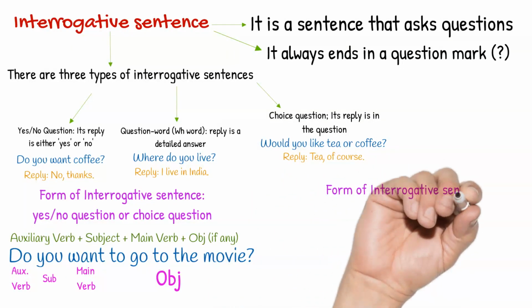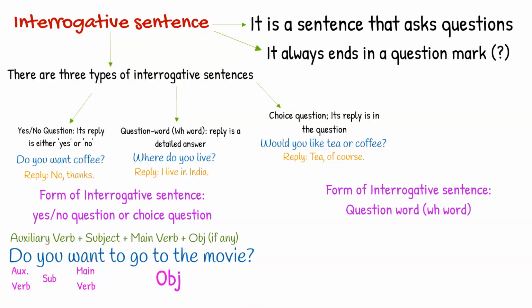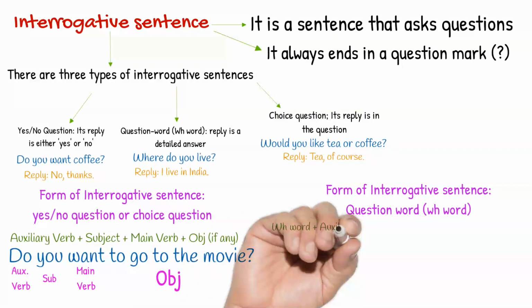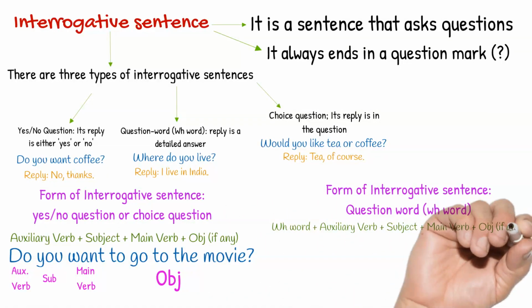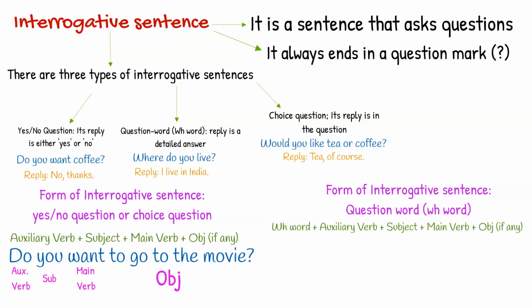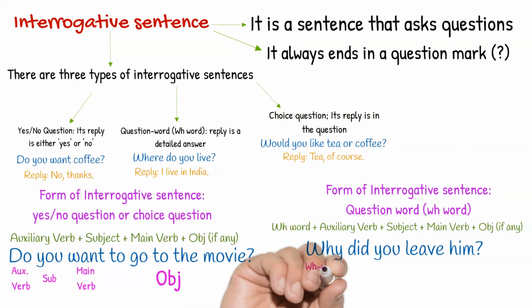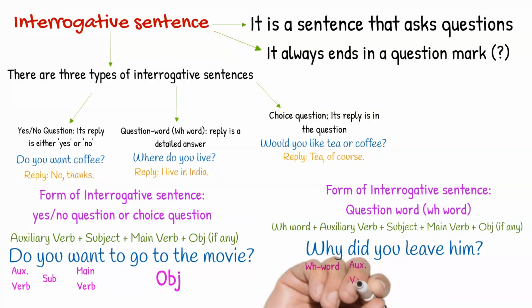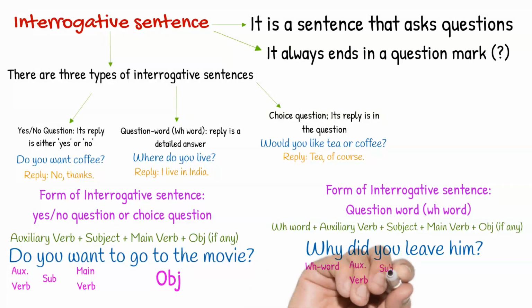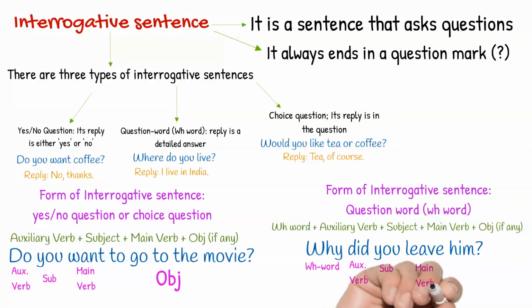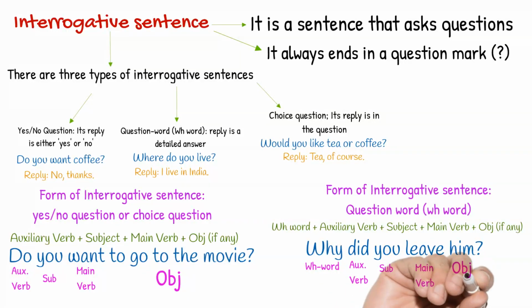Now while one needs to frame a question word using WH word, he needs to add the WH word before the auxiliary verb. Let's take an example. Why did you leave him? Here WH word comes first followed by the auxiliary verb did and next comes the subject you, then comes the main verb leave followed by its object him. The reply to this question must be a detailed one.